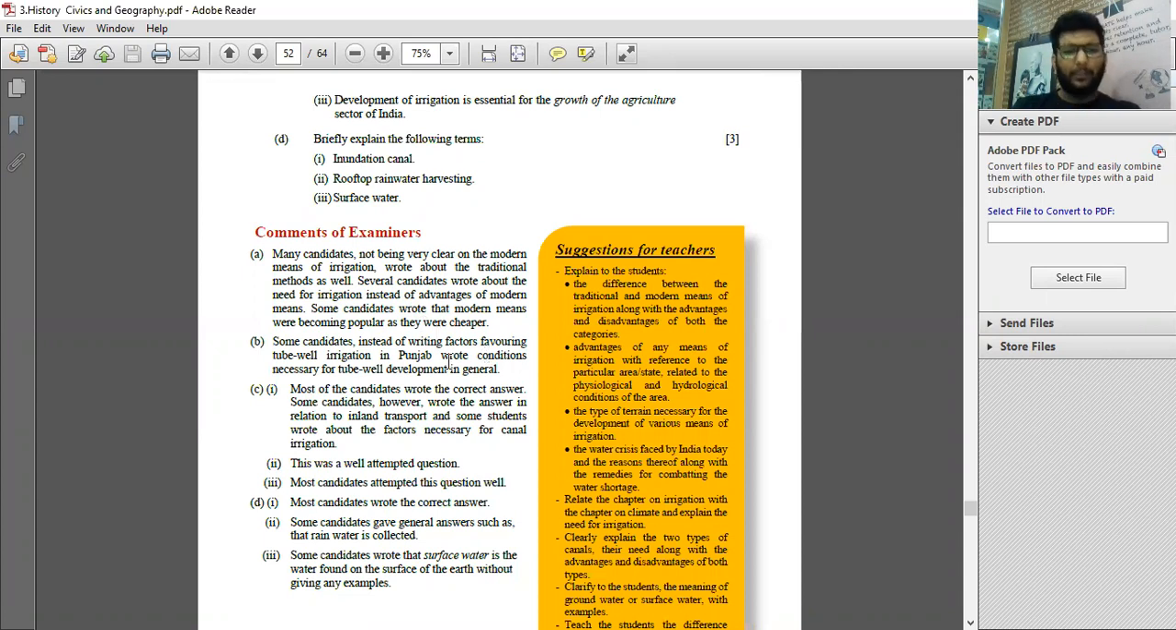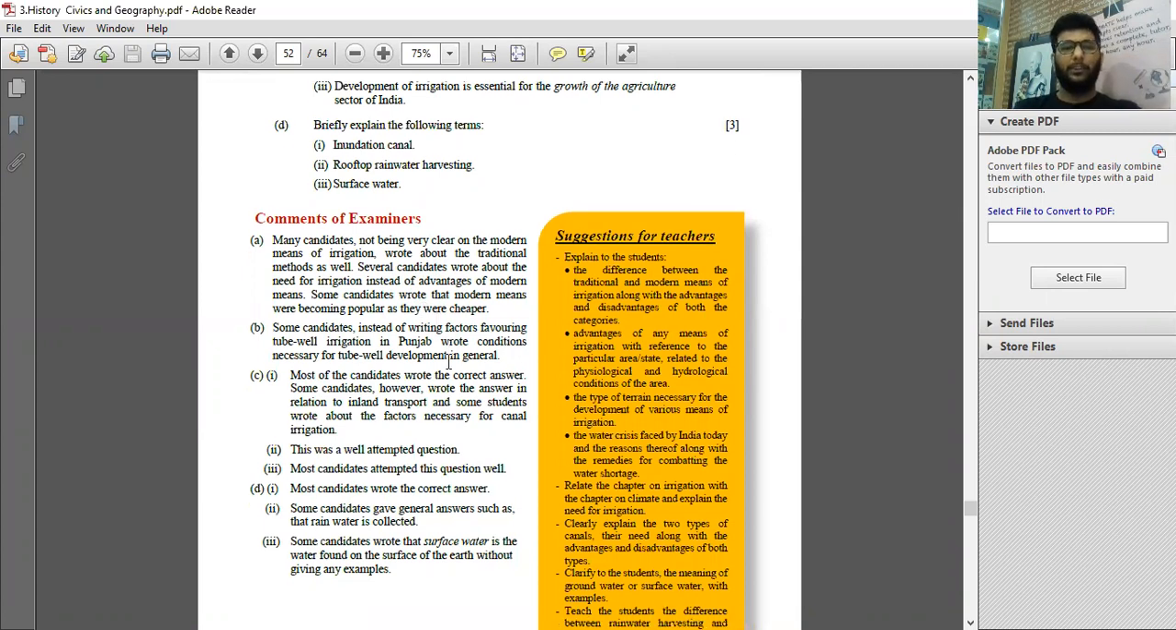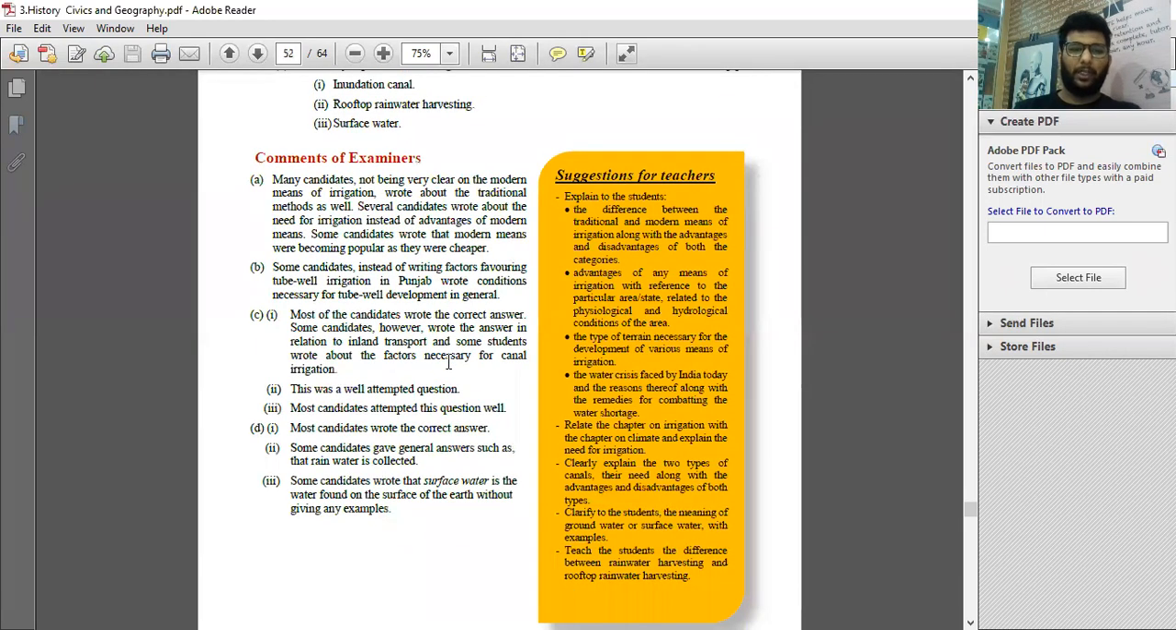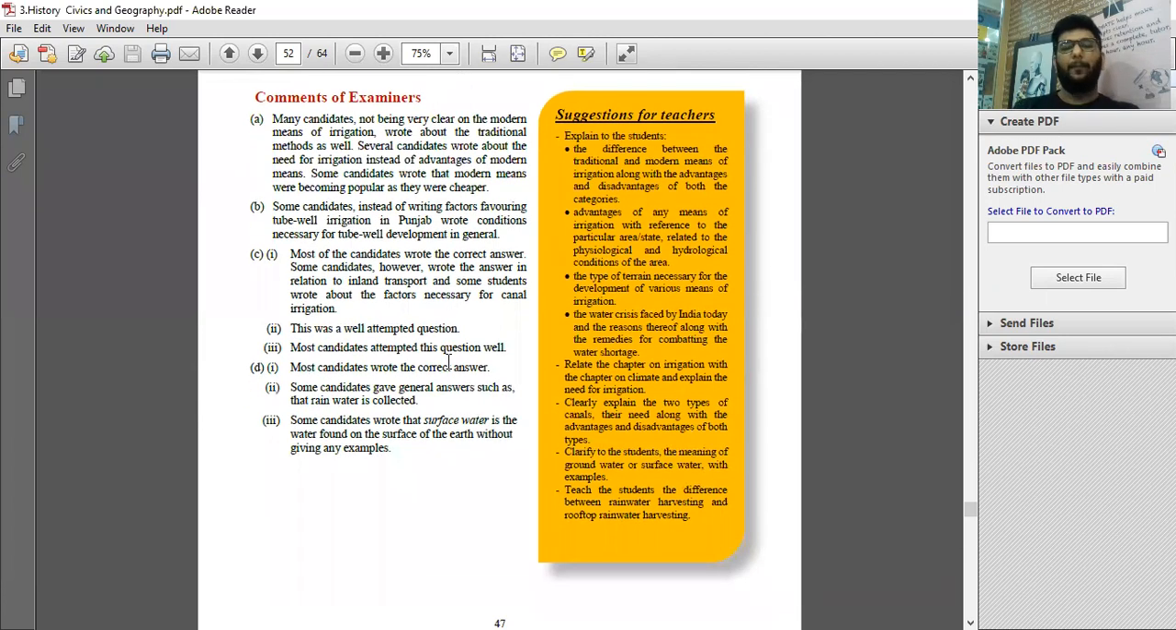So writing about the factor why tube well irrigation is found in Punjab, of course, it's very simple. Selective areas are already having groundwater. You can draw the water from deeper extracts where the water is getting accumulated, and you can withdraw it. Again, most of the candidates wrote the correct answer when it came to the question asking whether they can be utilized for canal irrigation. Yes, they can be. In selective areas, they have been utilized that way, right?